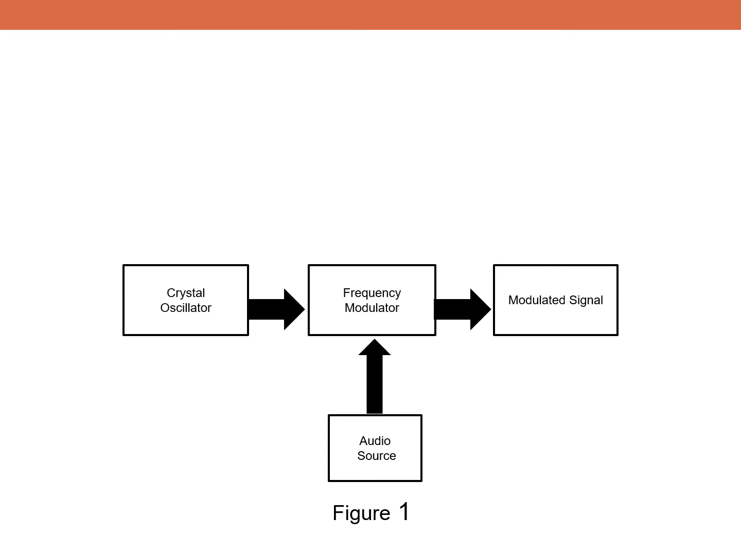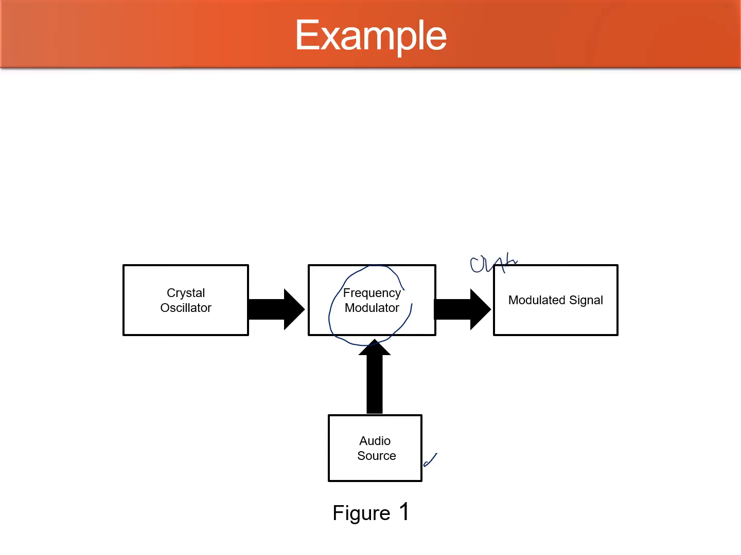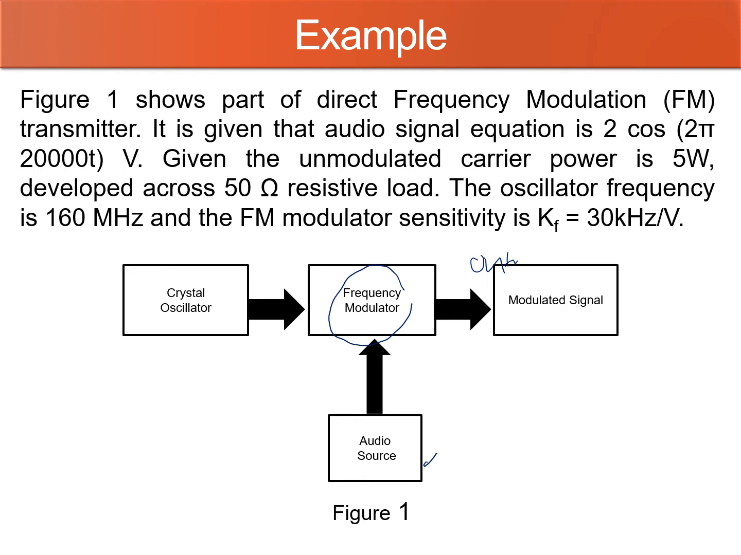So as you can see, here is the block diagram of FM. We have a crystal oscillator as our FC and an audio source as our FM, and here is the frequency modulator, and here is the output, the modulated output. Okay, let's see the question.